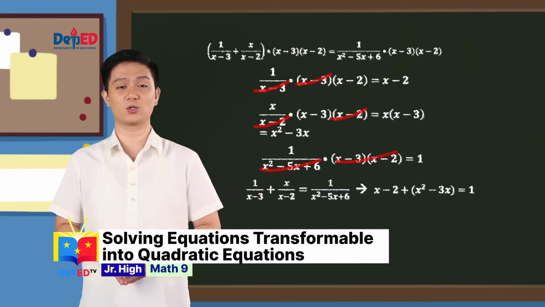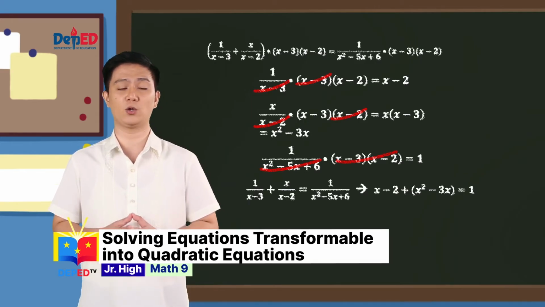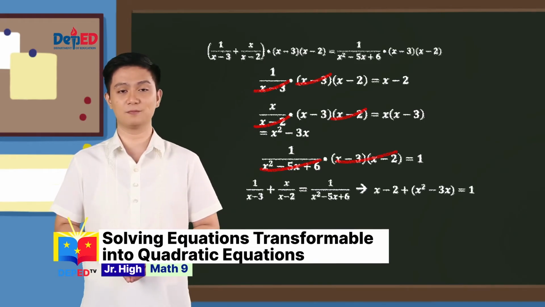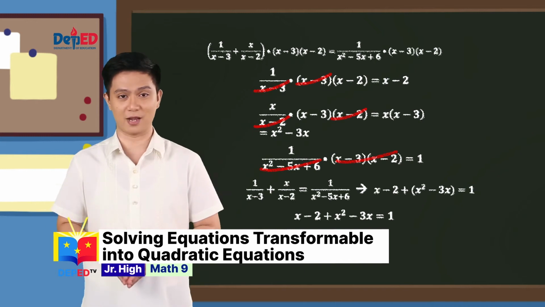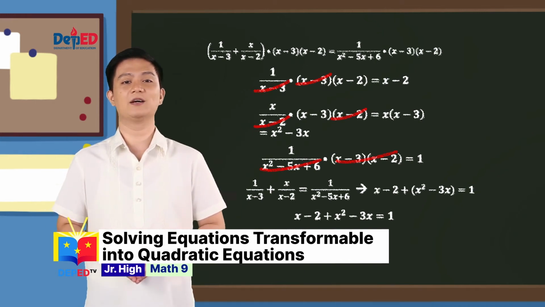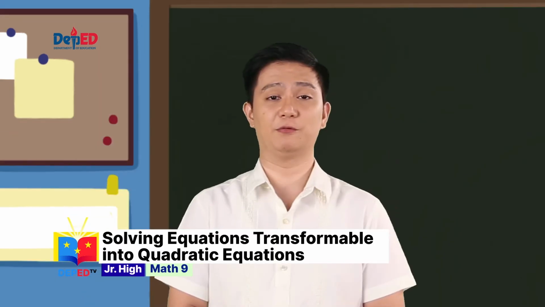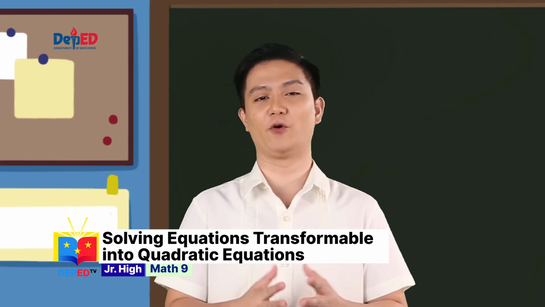Since the binomial x squared minus 3x is preceded by a plus sign, we do not need to reverse the signs of the terms in this binomial. So, we may remove the parentheses. Hence, we can write the equation like this. x minus 2 plus x squared minus 3x equals 1. Step 3. Write the obtained equation in step 2 in standard form.